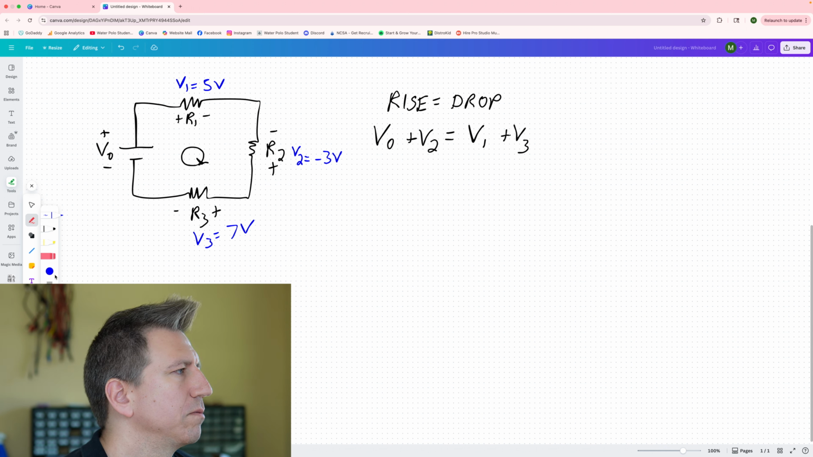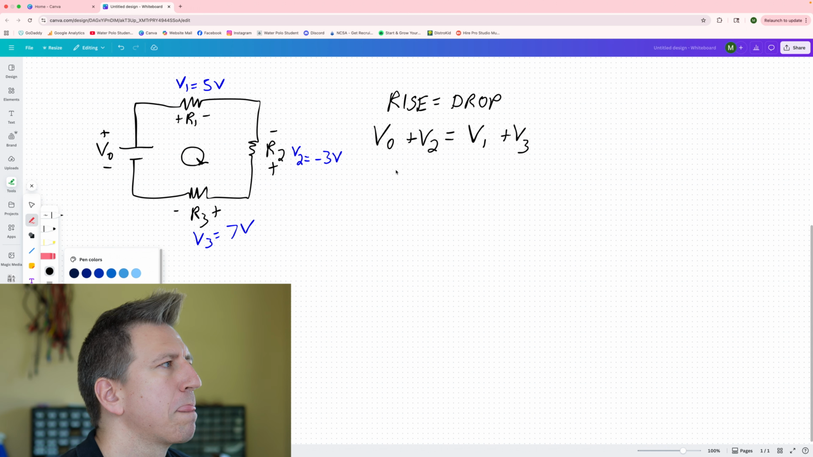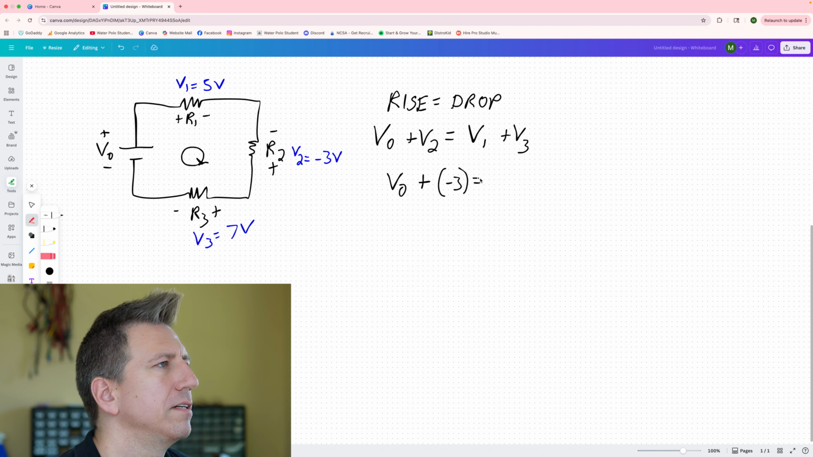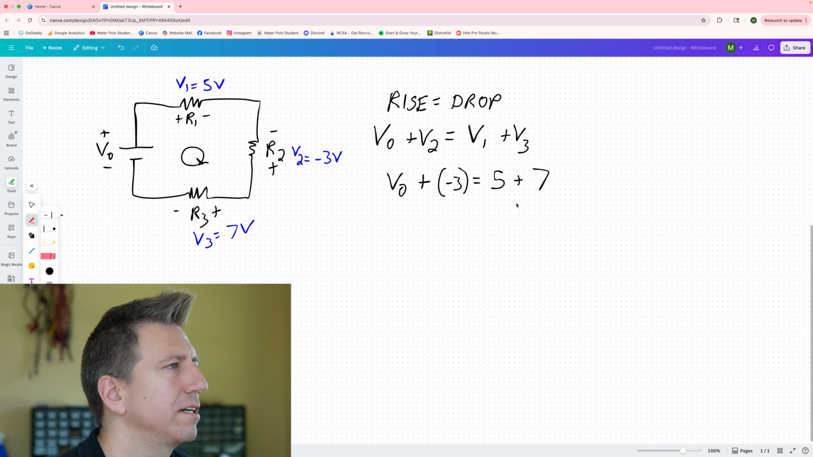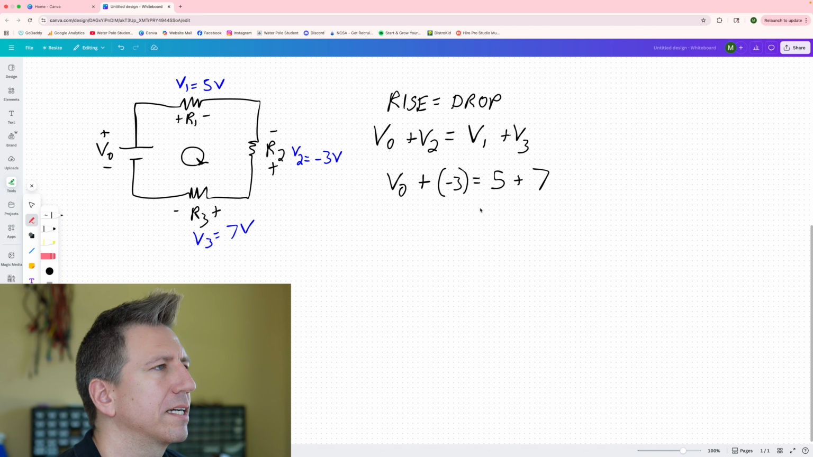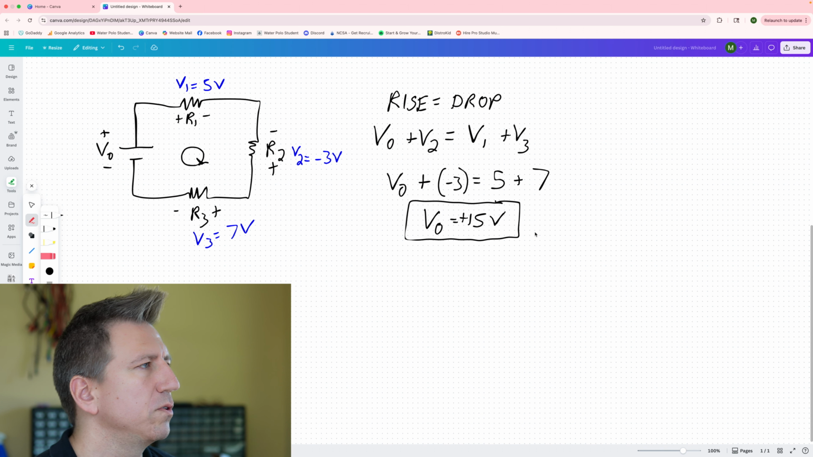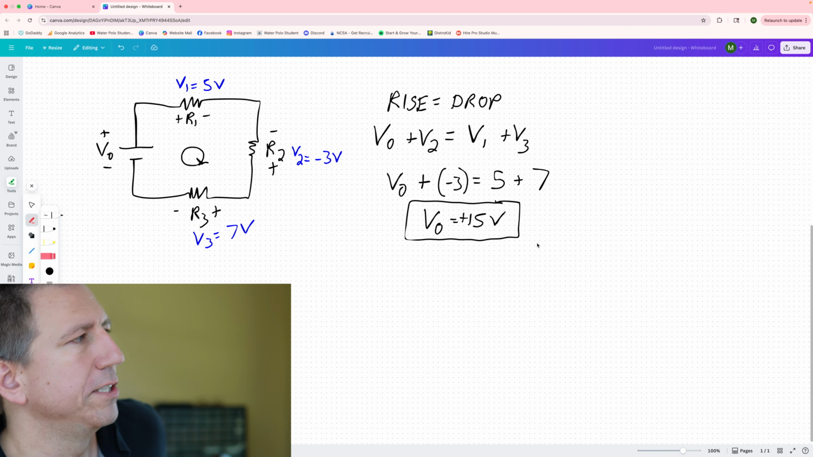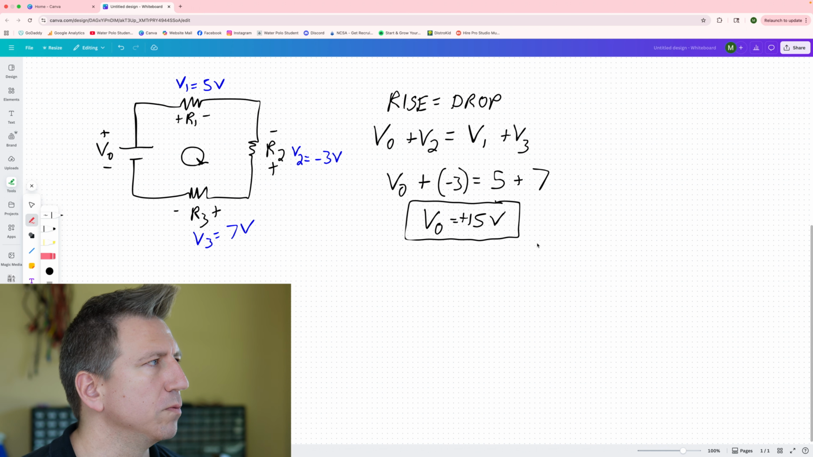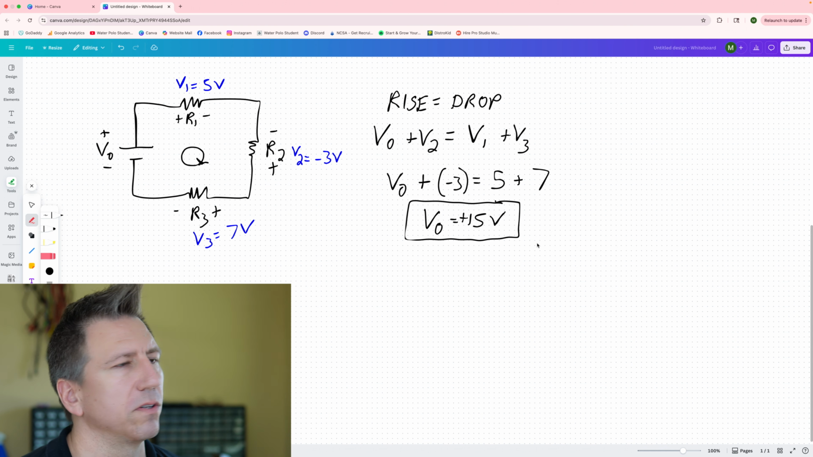Okay. So let's go ahead and plug this into our expression then. V0 is what we're looking for. V2 we said was negative 3. V1 is a 5, and V3 is a 7. And so I have 12 on the right, and then a minus 3 that comes over is 3 more. So solving that, we get V0 is 15 volts. And so that's positive 15 volts. And so that's how we can use Kirchhoff's loop law to figure out what a value is inside a loop, using the fact that the voltage changes around the loop must equal 0.